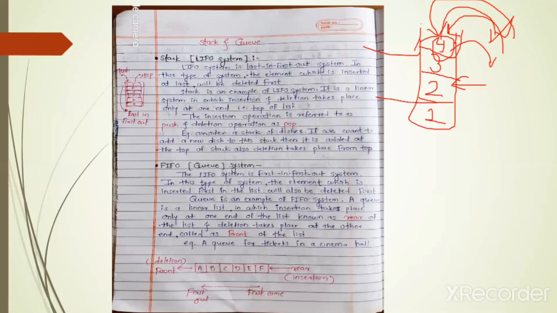Suppose there is a queue for a ticket: person A, person B, person C, and person D. Person A comes first, then takes a ticket and goes first. Means first come, first out. This deletion in this queue, deletion is referred to as rear.